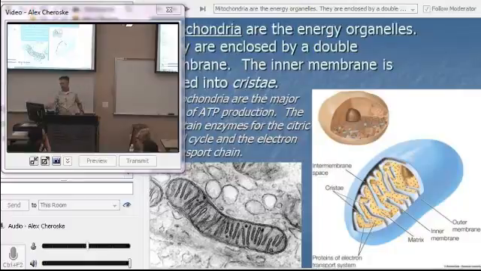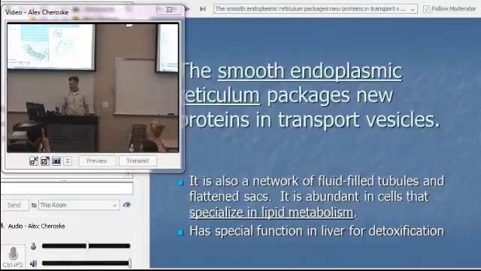So now we're going to finish up the tour of the different organelles in the body. Yes, sir? So is that what the ER stands for? Yes. Endoplasmic reticulum. So if we look at it there, that's where we can see it. And it brings up a good point.